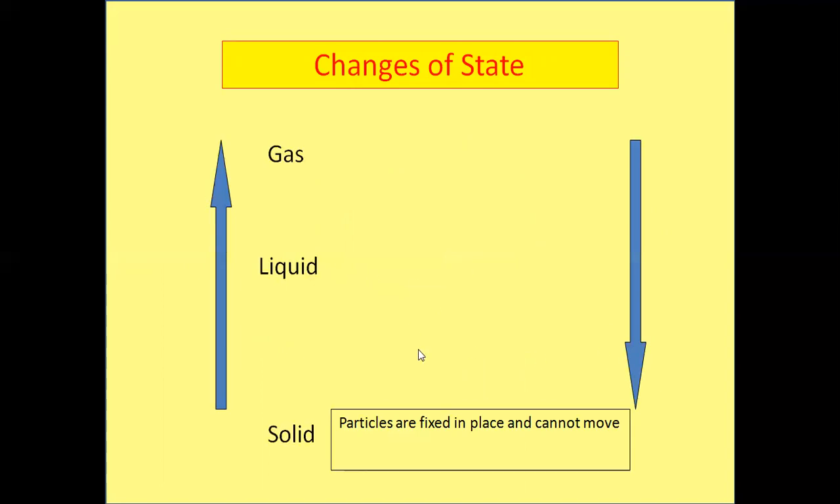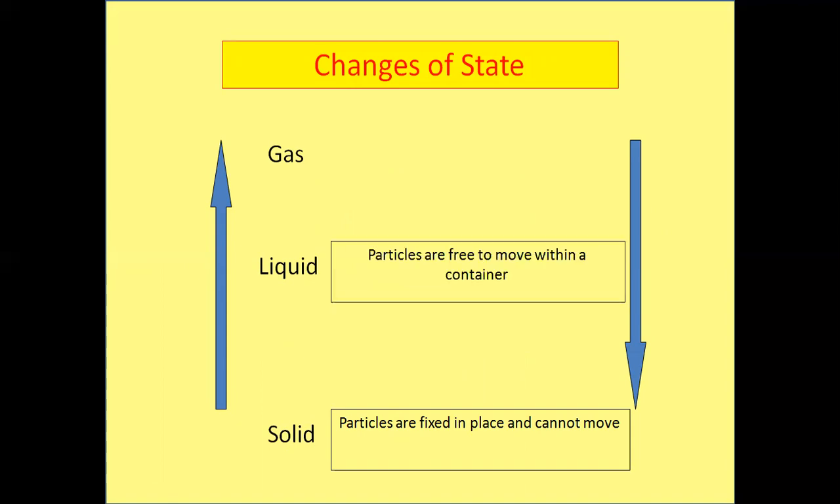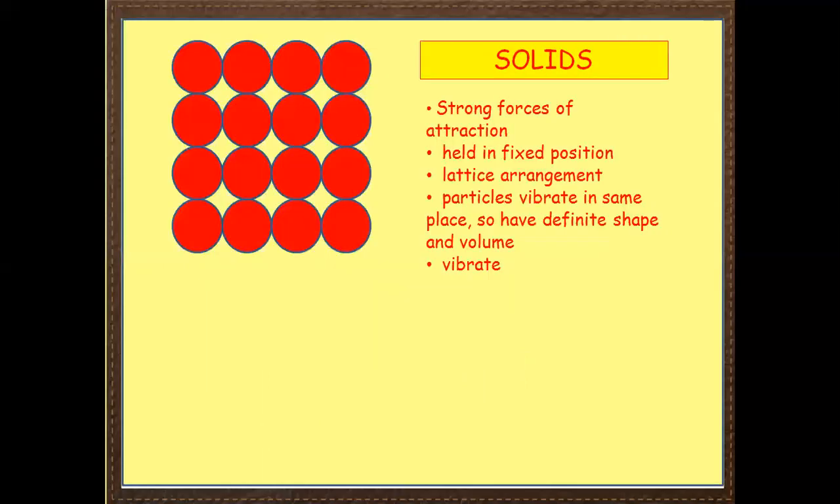Through the change in state, the particles of solids have fixed positions. They are fixed in a place and cannot move. In liquids, the particles are free to move, but within the container. But the gases, they are free to move in all directions, even out of the container.